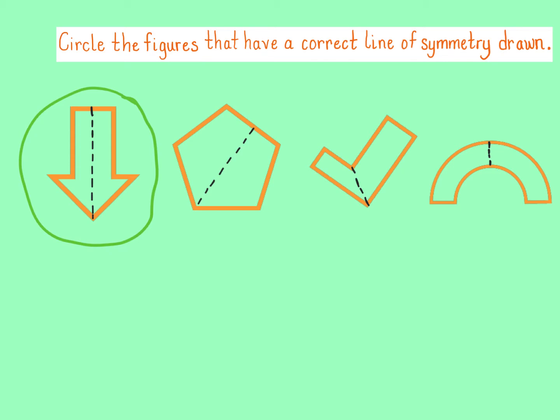For our next figure, again, the line of symmetry is drawn in black. Does this half match perfectly with this half? Yes. So that's also a symmetrical figure and a correct line of symmetry.